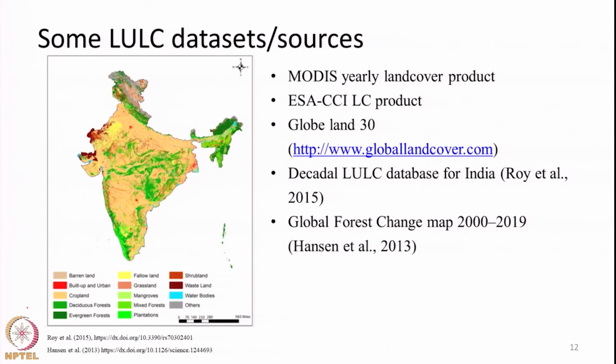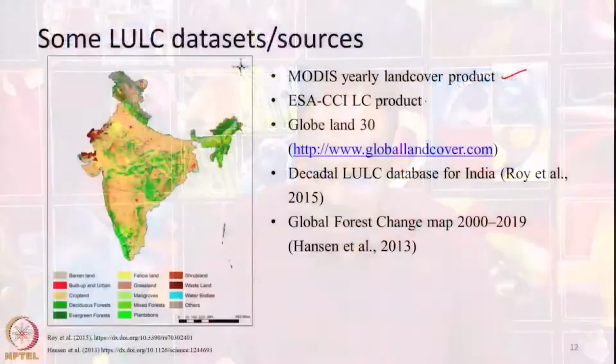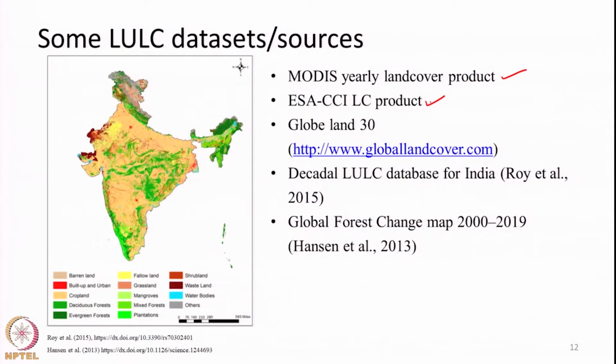Okay. Some LULC datasets that are available to us. The MODIS sensor produces a yearly land cover product. You can just look for the MODIS land use land cover product and get it. It is produced every year at 500 meter spatial resolution. They use different classification schemes, so based on the needs, there are multiple classification schemes available. We can just download the image and use it. The European Space Agency produces a land cover product. They have different resolutions, and they are also producing at, say, 5-year intervals.